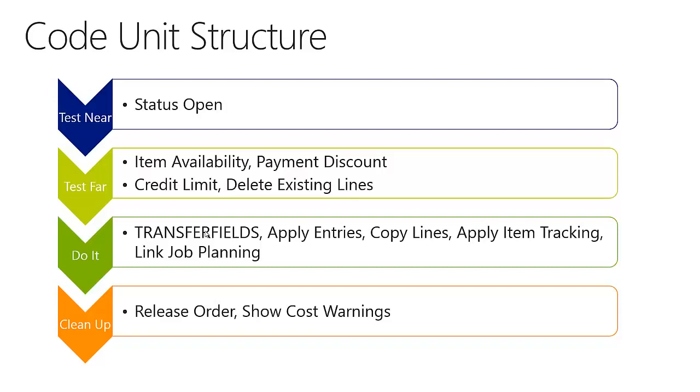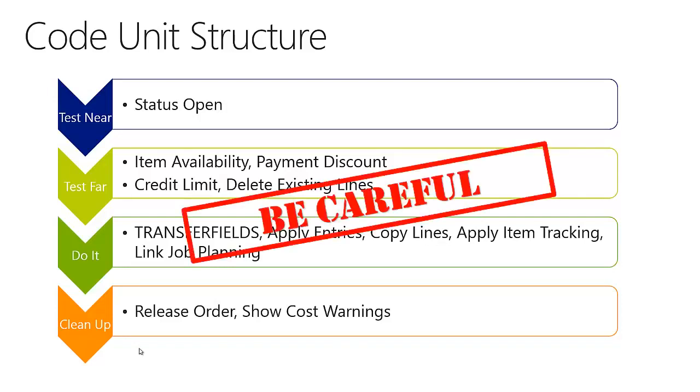If the sales document is used from a job, the job planning lines are respected. And when all this is done, the sales document is released if required. And if there are things the user should know, we can throw warnings. Be very careful when making changes to this code unit. The pieces fit together exactly. Fields in the target tables are validated in exact order. If you add new fields to the document with the same number, chances are unlikely that you need to change this code unit.